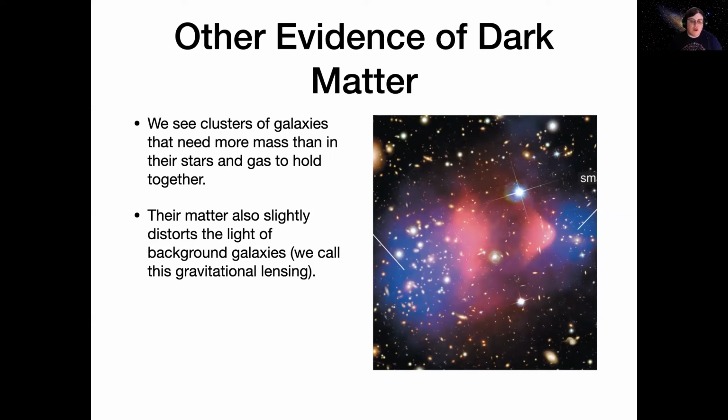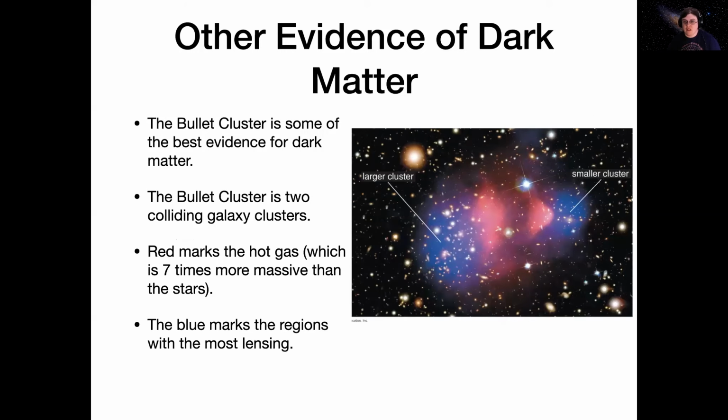So I'm going to point out this image that I'm showing. This particular object is called the bullet cluster. This is an important discovery when it comes to dark matter. It was done in the last 10 or 15 years. So, all right, let me walk you through this.